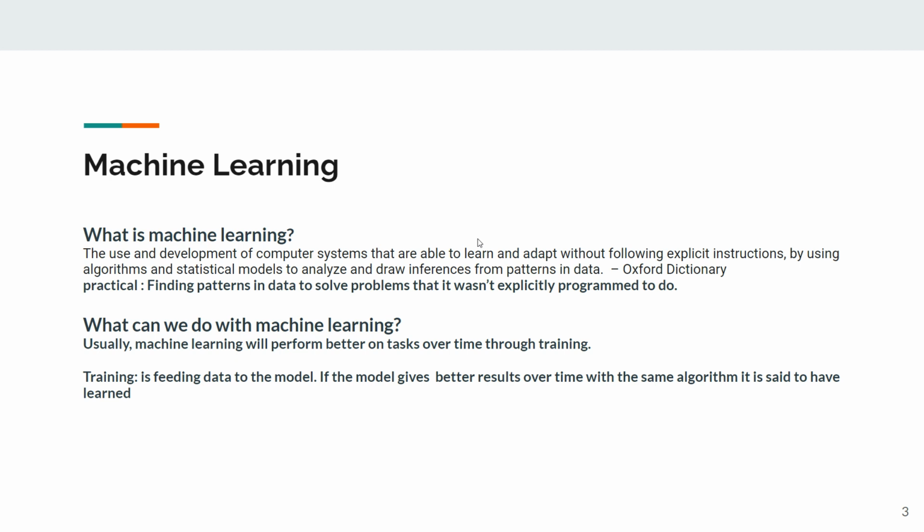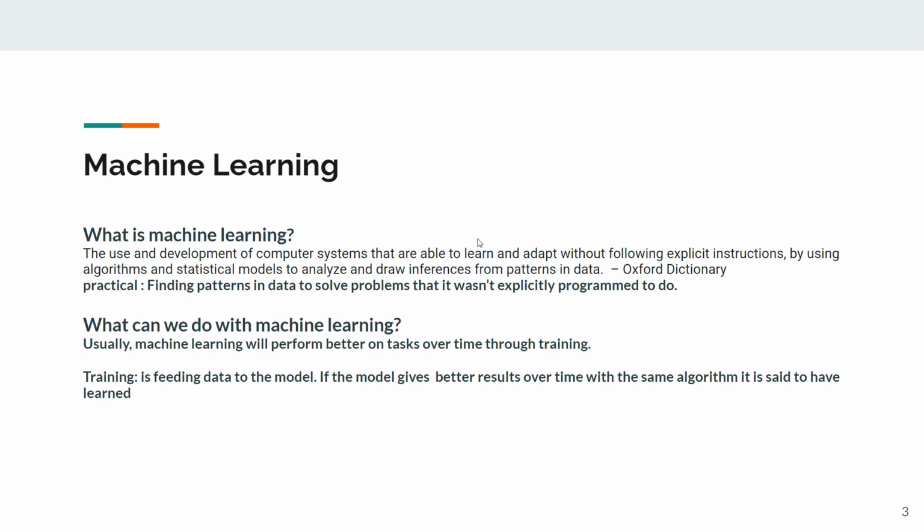So, what is machine learning? Textbook Oxford defines machine learning as the use and development of computer systems that are enabled to learn and adapt without following explicit instructions by using algorithm and statistical models to analyze and draw inferences from patterns and data. That's the Oxford. So, practically, some way to think about it is finding patterns and data to solve problems that it wasn't explicitly programmed to do.